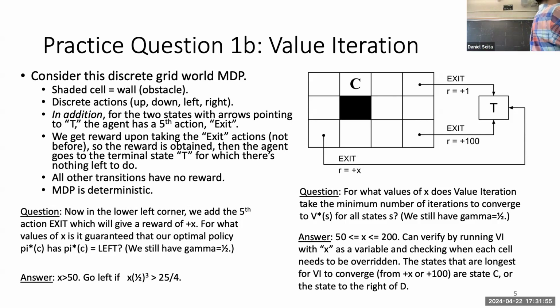That will result in value iteration converging in the minimum number of iterations, which is 5 instead of 6. If you've seen the logic of how value iteration works, then C and these two states are the ones that take the longest to update. So we want to make sure that when we update one, it doesn't get overridden at the next iteration of value iteration. There are different ways of trying to solve it.